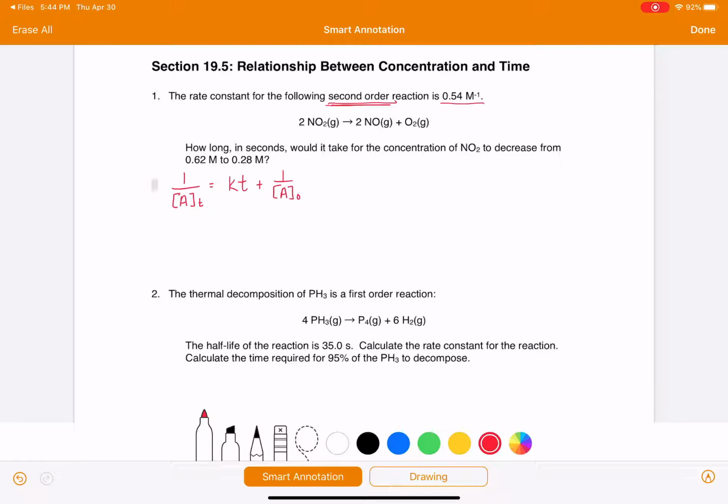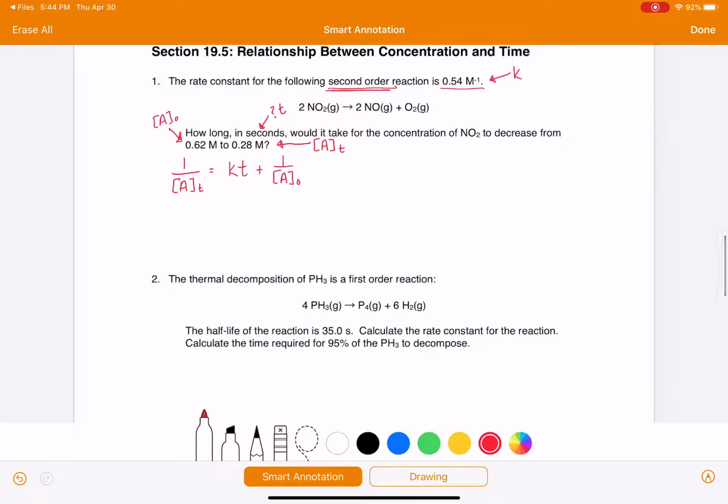And so what do we know in this problem? We know the value of the rate constant, k. How long in seconds, that's what we're trying to figure out. That's our time. How long would it take for the concentration to decrease from 0.62, so that's our initial concentration, to 0.28, so that's our final concentration, or the concentration at this particular time. So all that we have to do here is plug these numbers in.